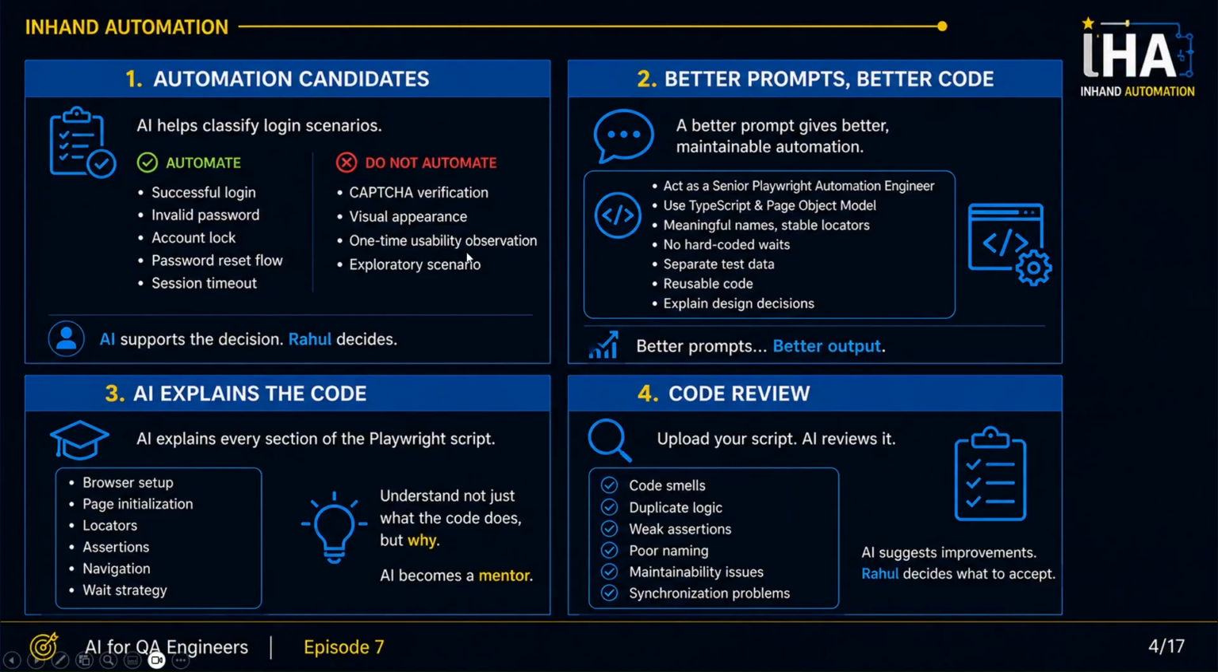Visual appearance is not a good candidate. One-time usability observation is not a good candidate. Exploratory testing is not an automation thing. So here we got some more detail on which test cases I can go for automation and which ones I should avoid.